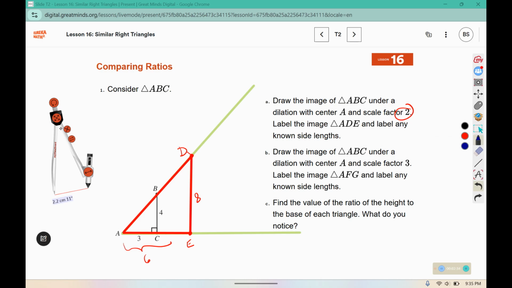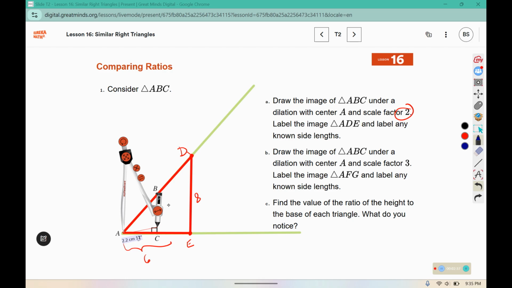Now we're going to use a scale factor of 3 for part B. So there was 1, 2, 3. One, 2, 3. And label it A, F, G.